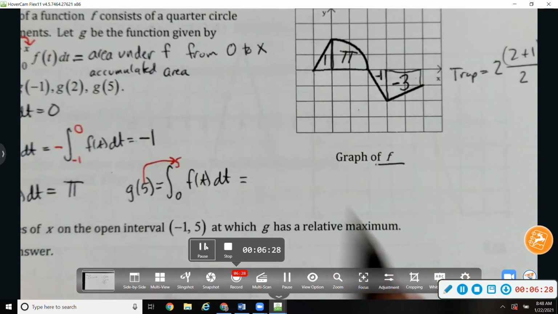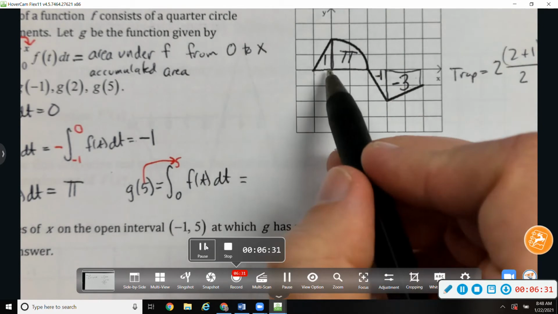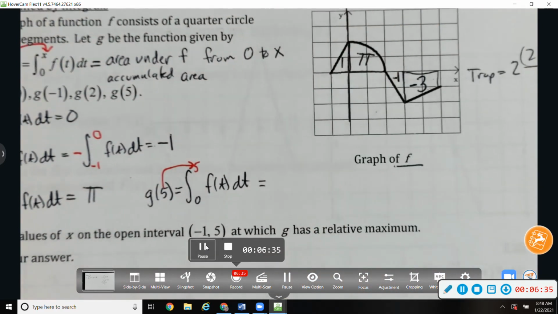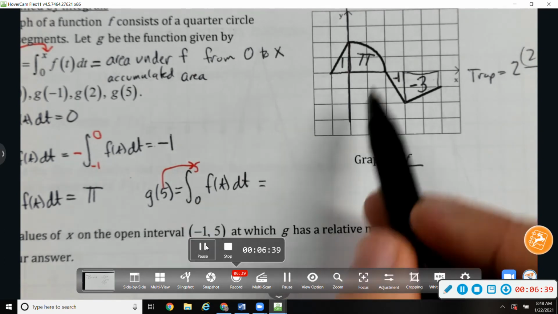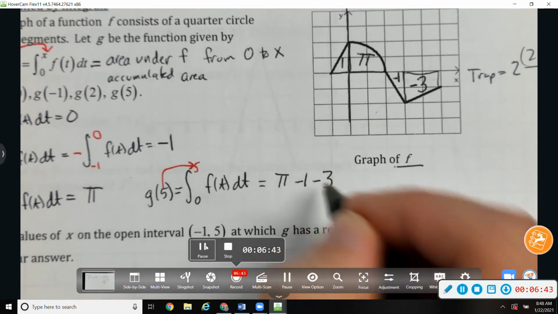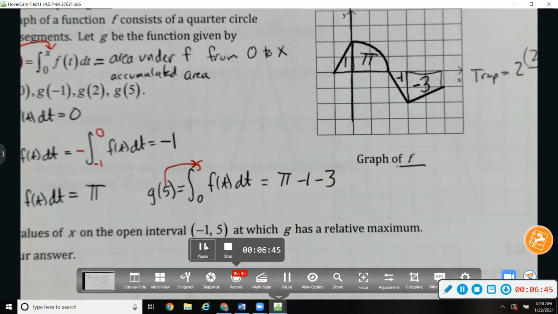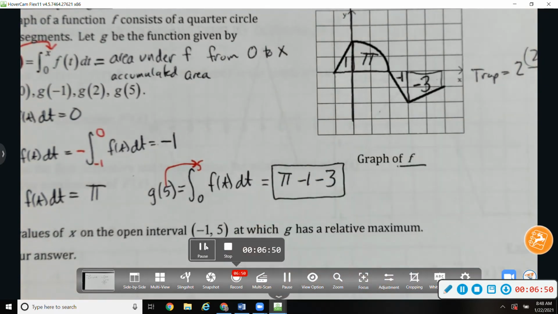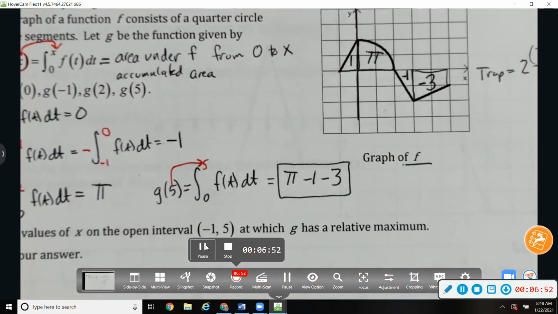So my accumulated area from 0, I like this problem because there's that 1 over there, but that's not where we start. Our function starts from 0. For this one, it could start anywhere. But starting from 0, our accumulated area is pi minus 1 minus 3. And yes, that's pi minus 4, but it's also okay to just leave it like that. It may help you see where it came from.